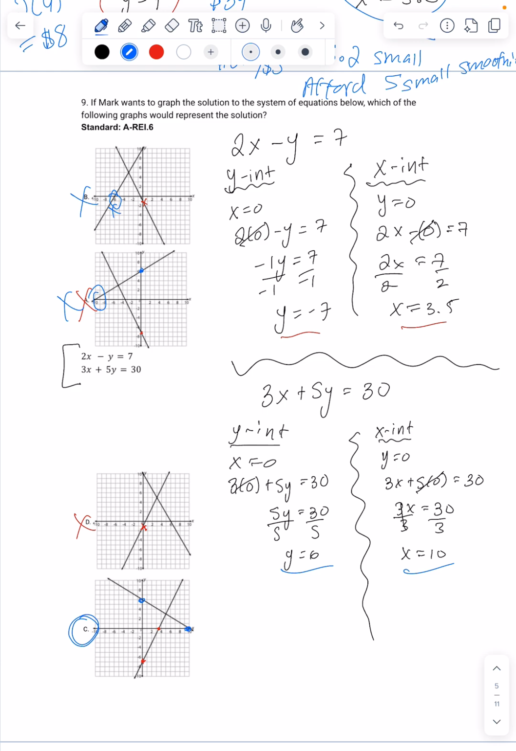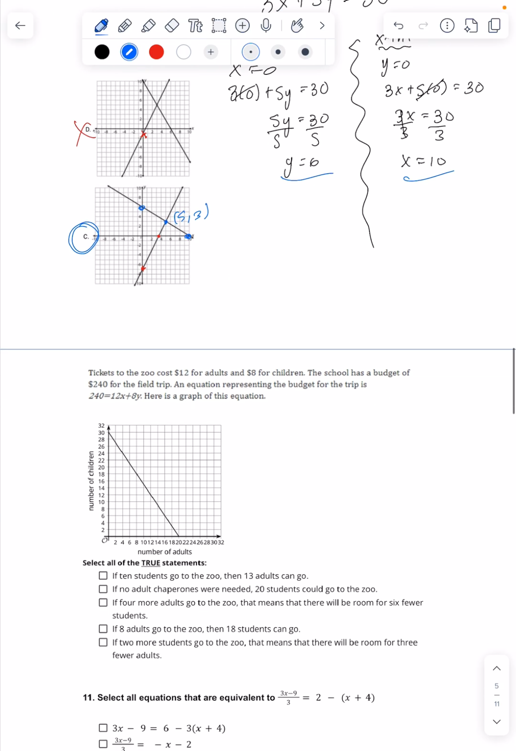And the answer, the point of intersection in this case, would be at 5, 3, it looks like. So that's one way we could do it. You just kind of find, in this case, that we're in standard form, right? So we just find the x and y intercepts.